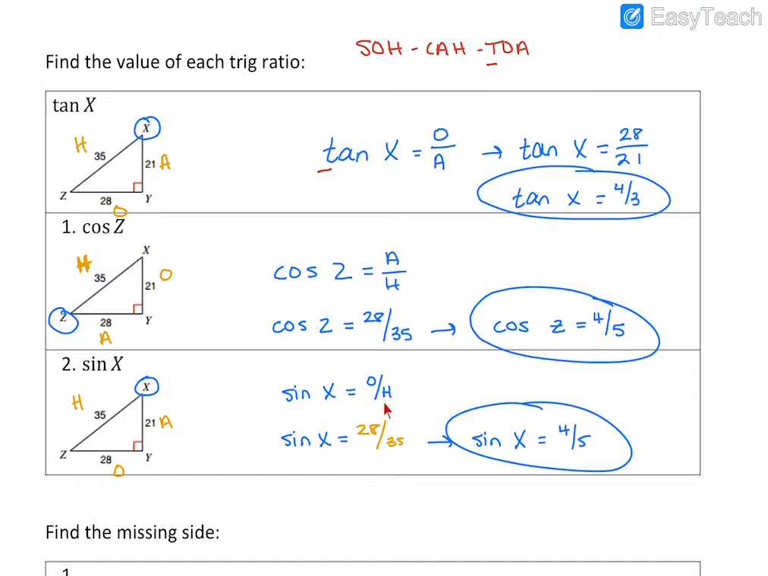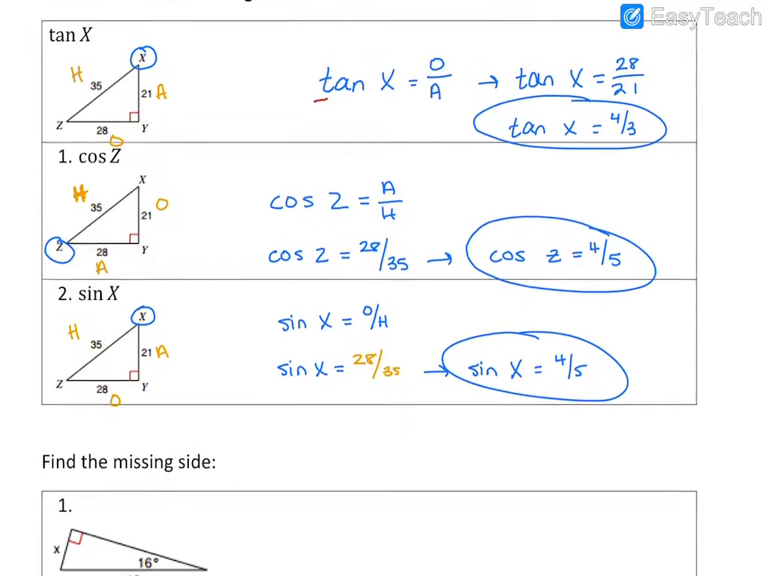Sine of x is equal to opposite over hypotenuse because sine is opposite over hypotenuse. My opposite, the side that was labeled O, was 28 over the hypotenuse was labeled 35. And then I reduced that fraction to get sine of x is equal to 4 over 5. Okay, so that's how we're going to do those setups.